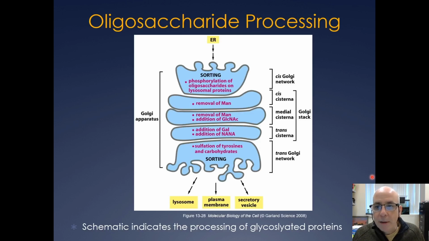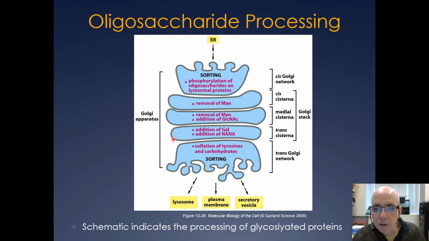So here's what's happening in the Golgi. So you get vesicles and vesicular tubular clusters from the ER, and then you get phosphorylation of the oligosaccharides for lysosomal proteins, and then in the cis you get sort of modification, removal of the mannoses, addition of GlcNAc, and addition of Gal and NANA, and then other sulfonation reactions of tyrosines and carbohydrates can happen in the trans-Golgi network.